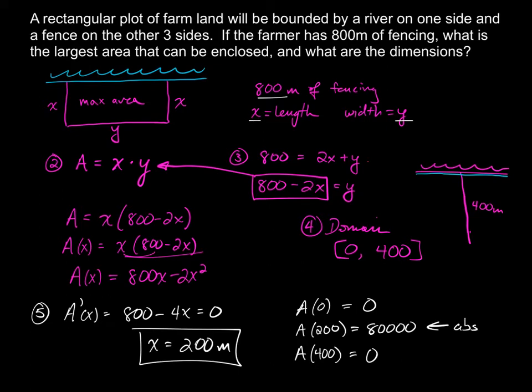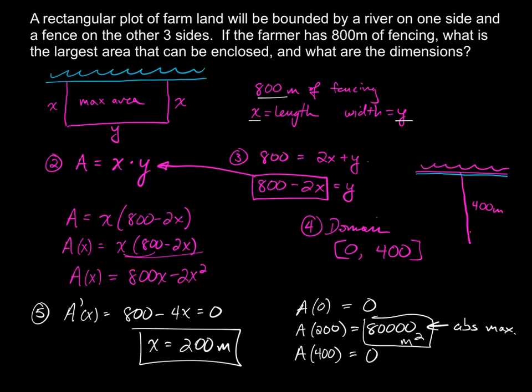There is your absolute maximum, right? And that makes sense because we are trying to find the largest area that can be enclosed. That area is 80,000 meters squared. So there's the largest area. And what dimensions give that area?